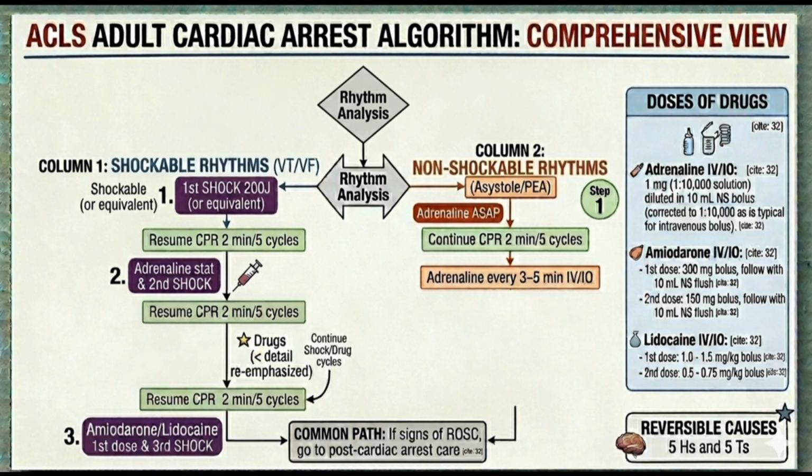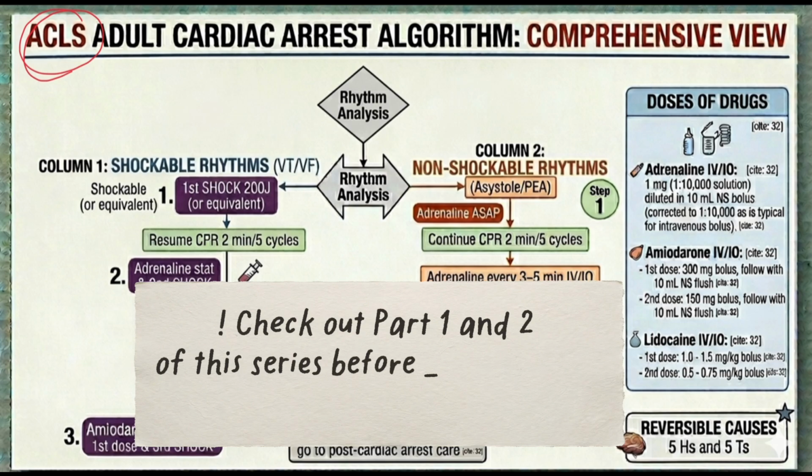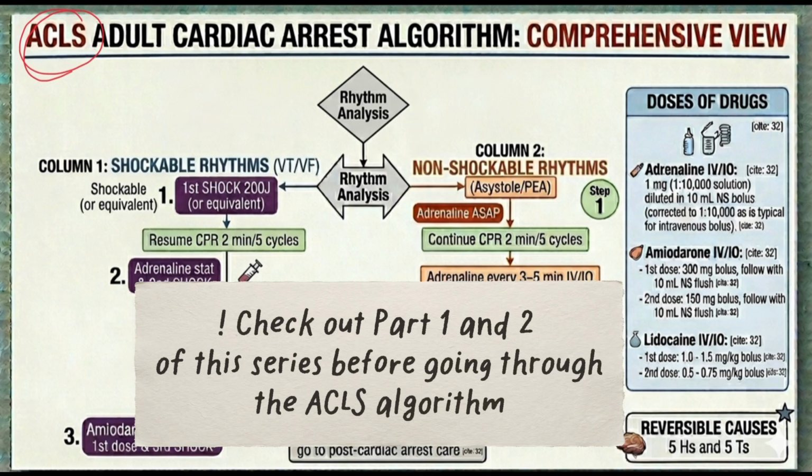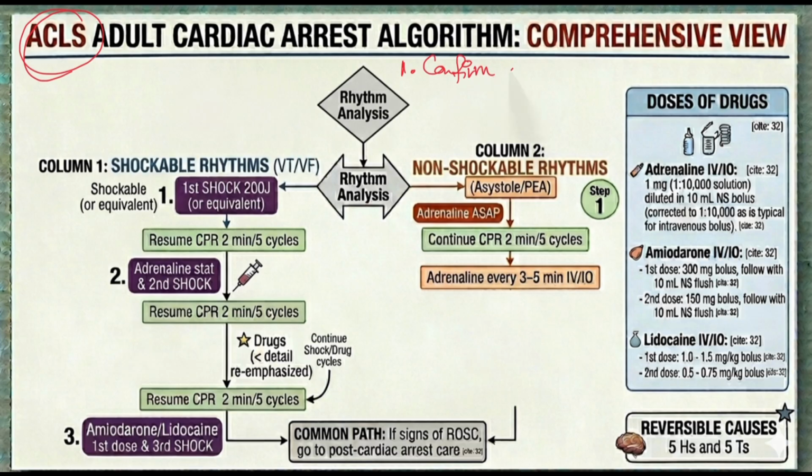So now that we've identified cardiac arrest, let's walk through the ACLS algorithm and understand the reasoning behind every decision. The very first step is to confirm arrest. So how do we do that? As we have already discussed, the patient is unresponsive, not breathing, no response. The patient is not breathing normally.